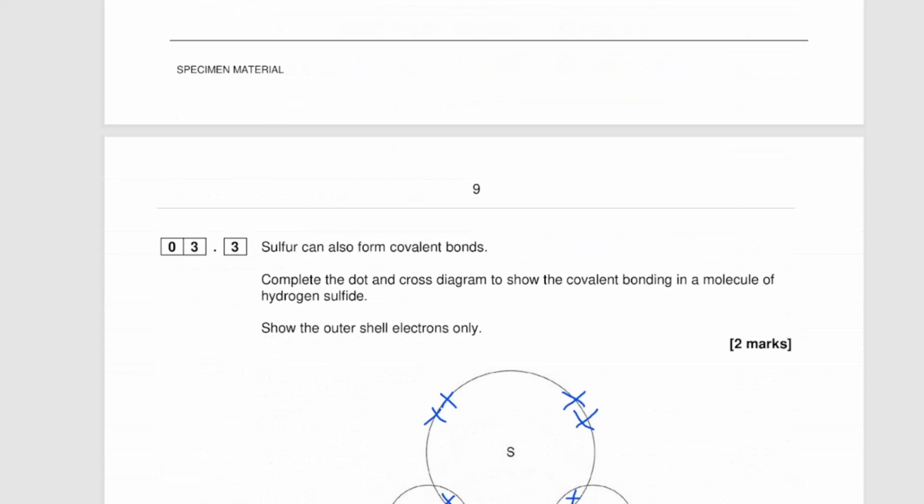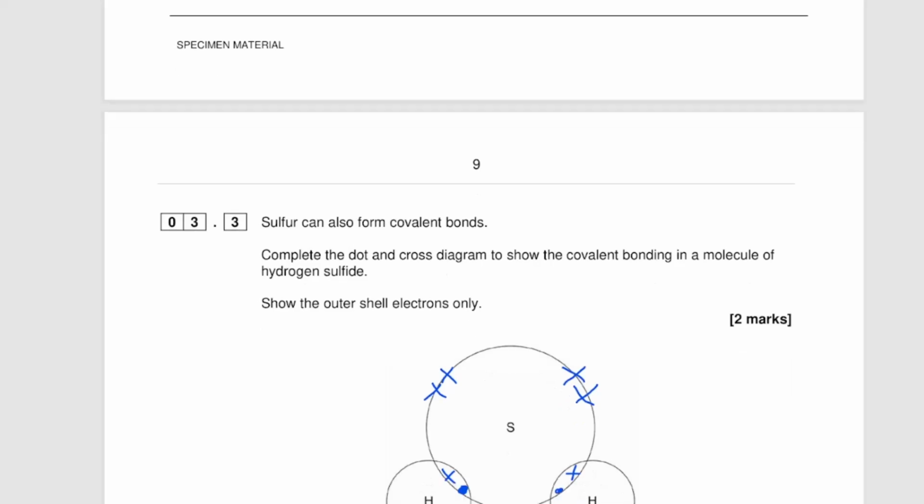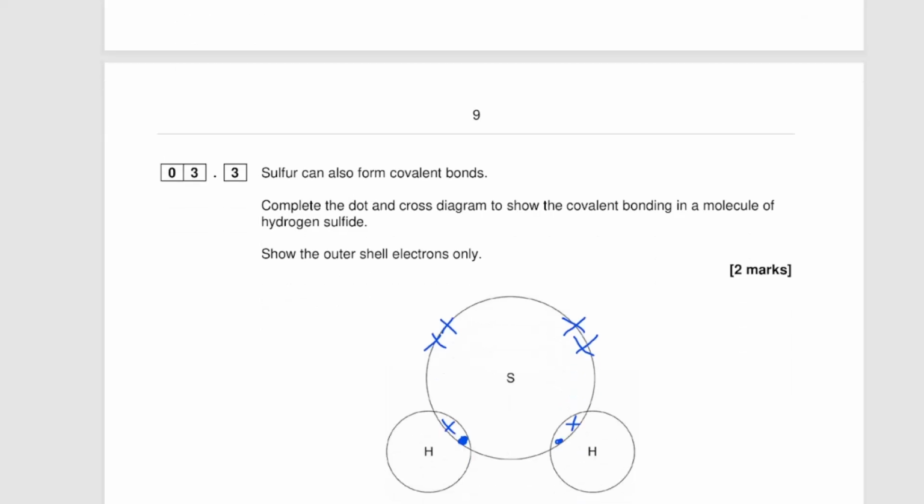Now moving on to 3.3, self-conformed covalent bonds. Complete the dot and cross product to show the covalent bonding in a molecule of hydrogen sulfide. Show the outer shell electrons only. Now, for them to be reacting in the covalent bonding, they each have to have a full outer shell. So we can see they share one electron, so each hydrogen has 2 electrons in the outer shell, and for the sulfur, it borrows 1 from each hydrogen, so it has 8 electrons in its outer shell.